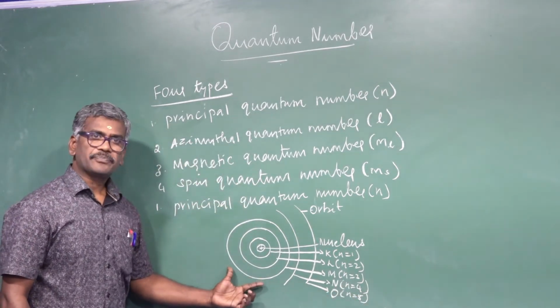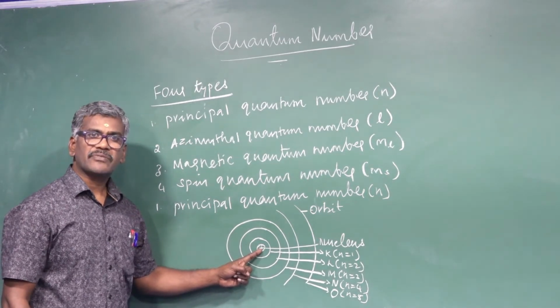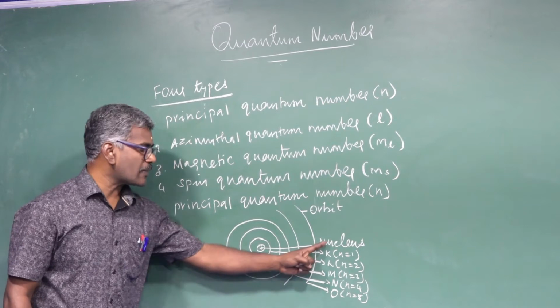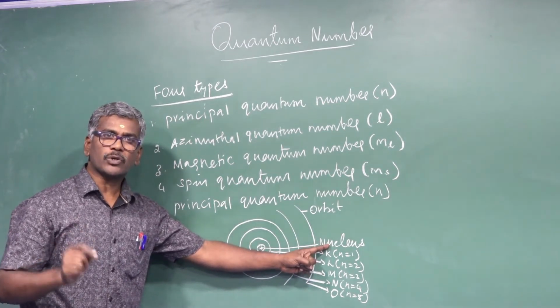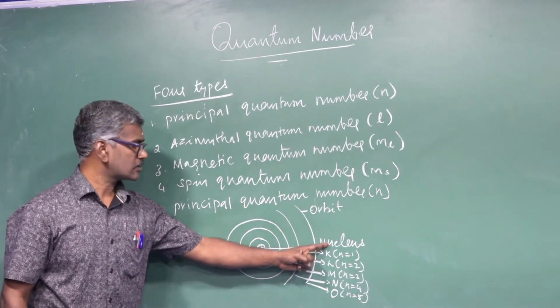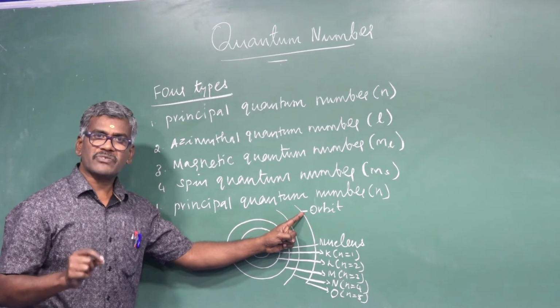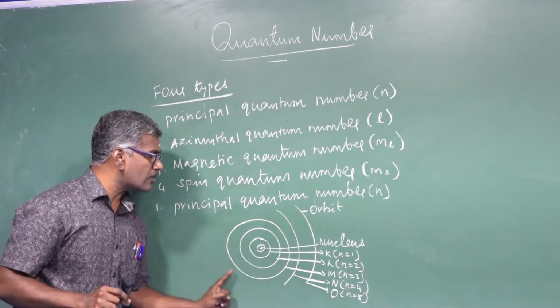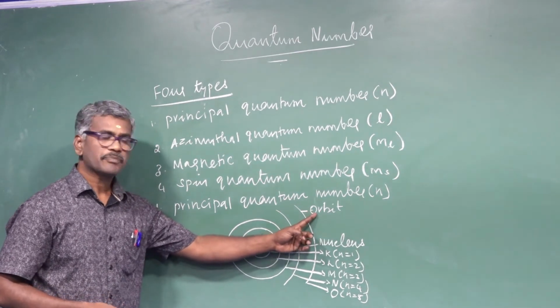These are the atom of an element. In the center, carrying the positive charge, is the nucleus. The nucleus consists of protons and neutrons, which are called nucleons. This is nothing but the orbit, a path by which the electron revolves around the nucleus in a fixed path. This is called orbit.